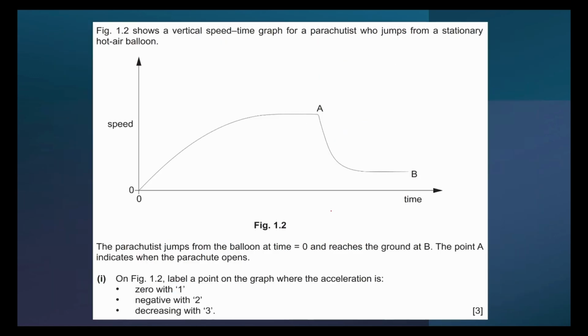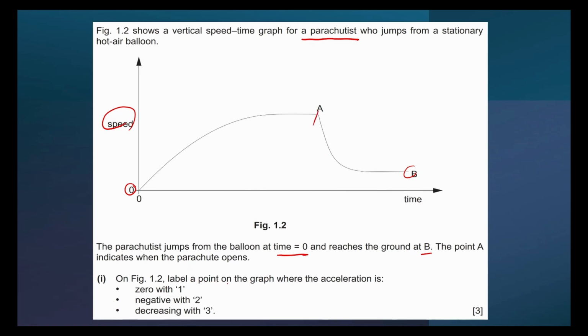Look at this one. In the figure, we have a parachutist who jumps from a stationary hot air balloon. Look at this. The parachutist jumps from the balloon at time 0. This is a speed time graph, and reaches the ground at B. Yeah, good. The point A indicates when the parachute opens. At this point, the parachute opens.